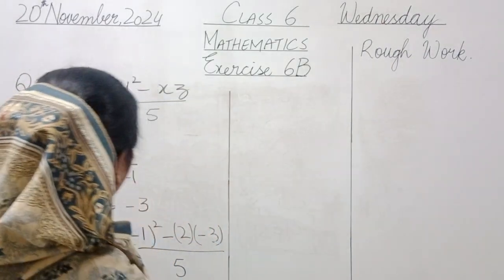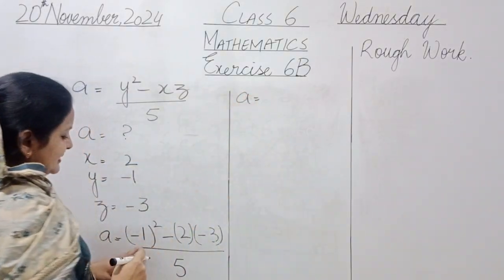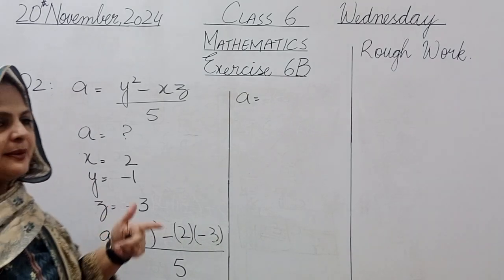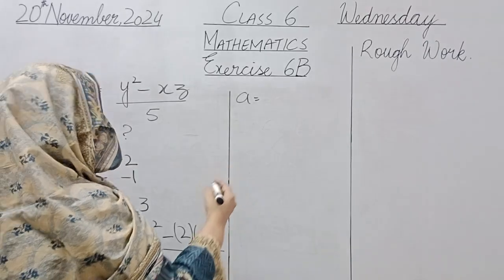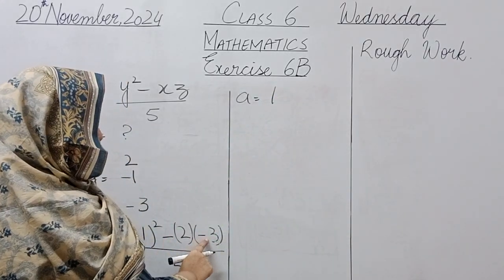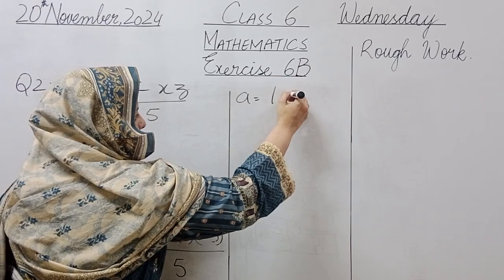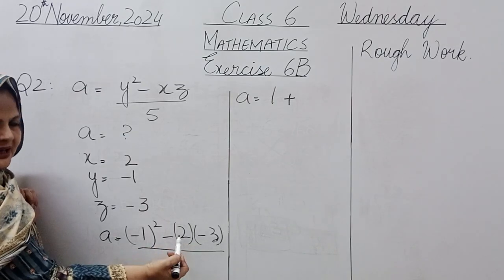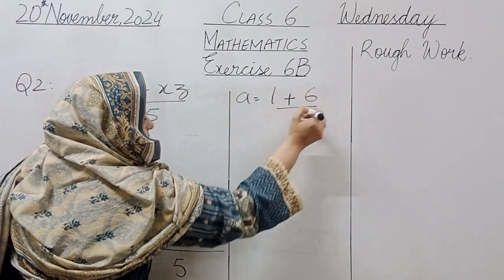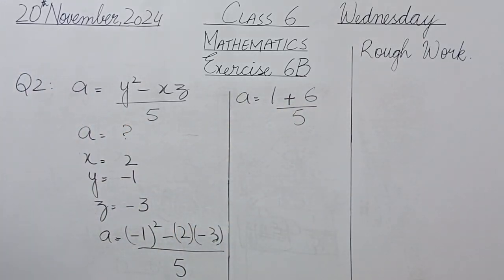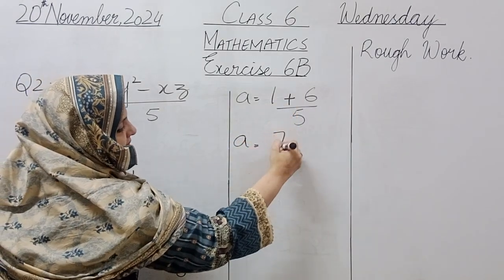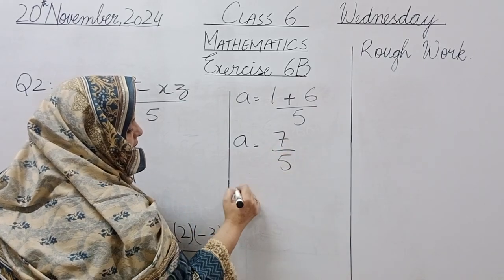Now see, a is equal to, what is the square of 1? 1 multiplied by 1 is 1, and minus multiplied by minus changes into plus. So it will become 1, minus and minus, plus 2, plus 2 multiplied by 3, 2 multiplied by 3 is 6 over 5. Now a is equal to 6 plus 1 or 1 plus 6 is 7 over 5.